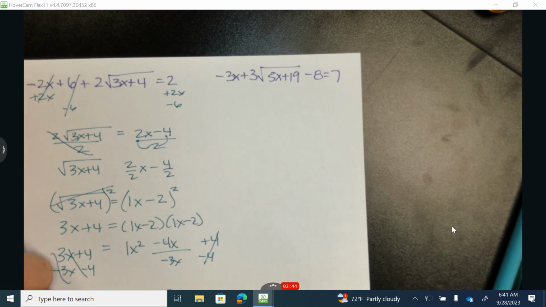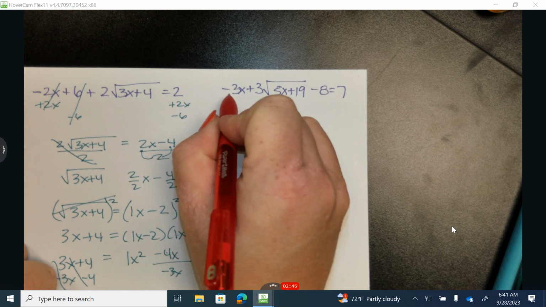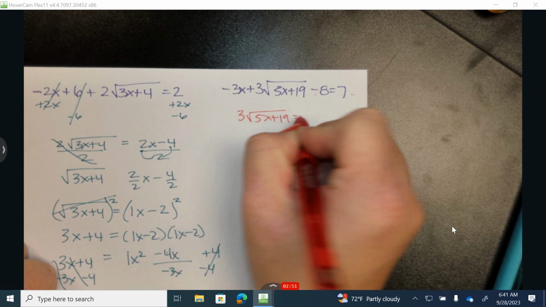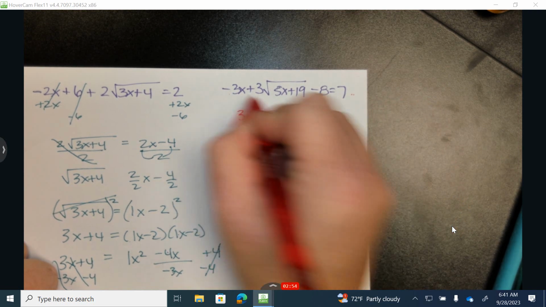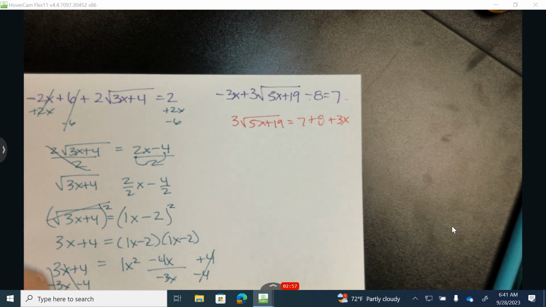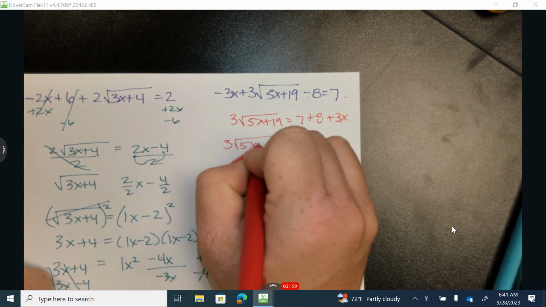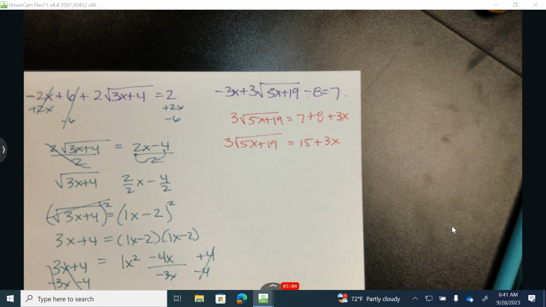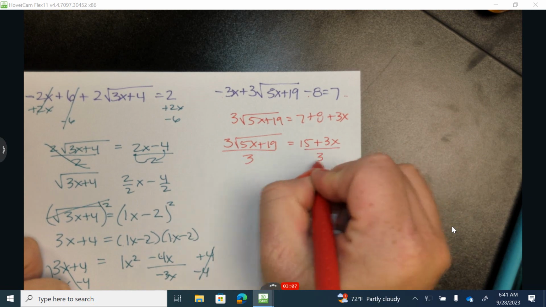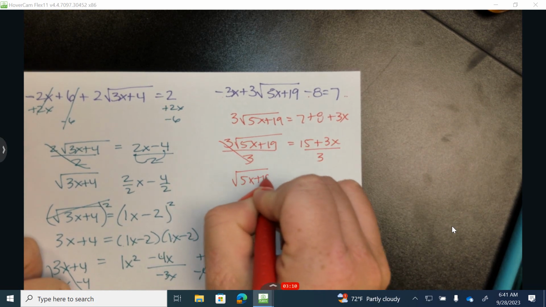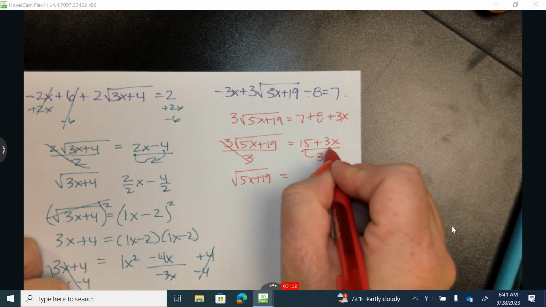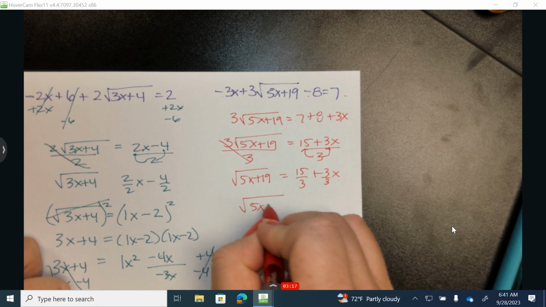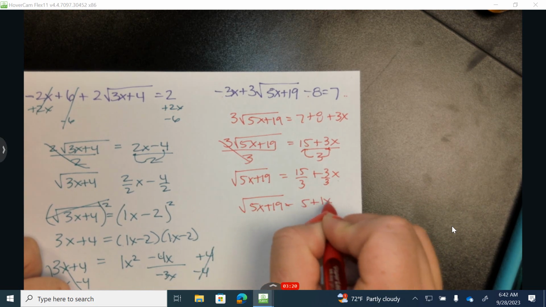Number 8. Okay, in number 8, I'm going to do the same thing. I'm going to add 3x to the opposite side and 8 to the opposite side. So I already had a 7. I'm going to add 8 over, and I'm going to add a 3x over. And then I'm going to combine like terms to get 3 times this quantity equals 15 plus 3x. It doesn't matter if you put the 3x first or the positive 15. Let's divide by 3, and I have the square root of 5x plus 19. Now this has to be shared with both, so 15 over 3 and 3 over 3. The square root equals 5 plus 1x.